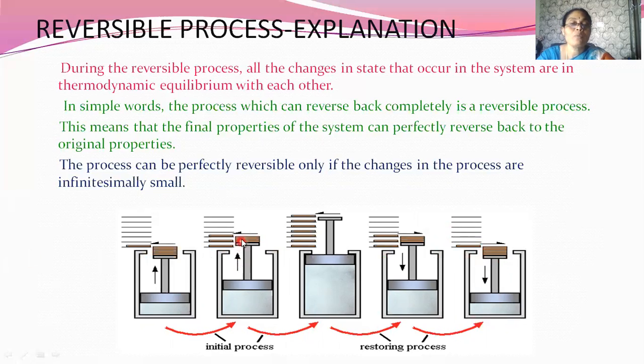That means if some amount of heat is added in the forward direction, the same amount of heat must be given out in the reverse direction in order to attain the original state. Similarly, if certain amount of work is done in the forward direction, the same amount of work must be done by the system on the surroundings in the reverse direction in order to attain the original state. So this is the reversible process.